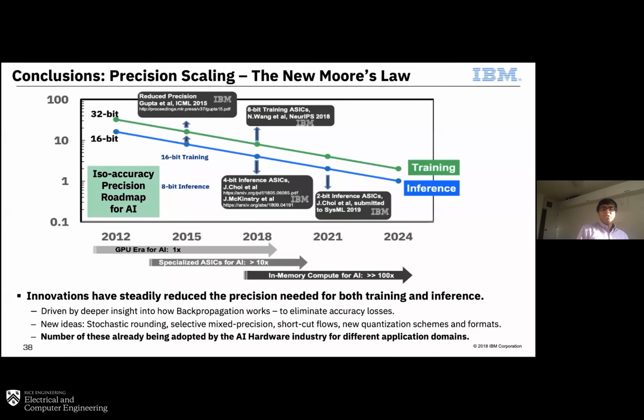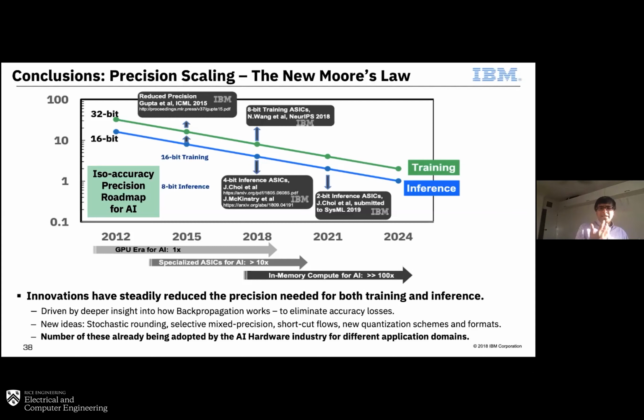So I just want to close with this chart. And I hope I convinced you that the new Moore's law of scaling for AI is in fact precision. I think we have in our team and in collaboration with multiple folks outside, we have driven a stream of successive innovations that have steadily reduced the precision needed for both training and inference. A lot of these innovations seemed difficult when they first came out, but by the time we really understood what was working and what was not, we started to enable this in our hardware as well. And it's driven by a deep insight into how deep learning models work, how neural networks work, how backpropagation works.